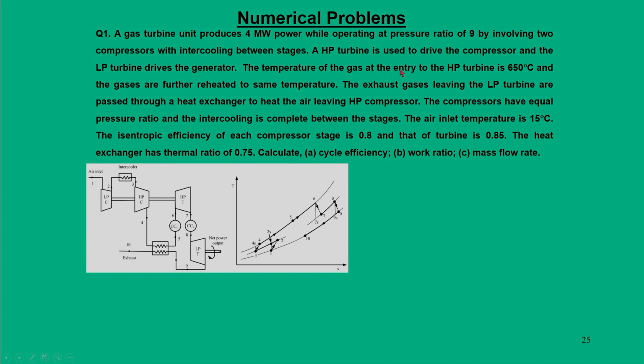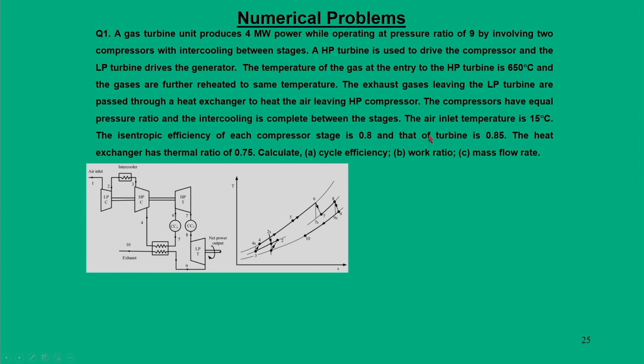The temperature of the gas entering the HP turbine is 650 degree centigrade, and the gases are further reheated to the same temperature. The exhaust gases leaving the turbine are passed through a heat exchanger. Obviously the exhaust gases have to pass through it because we are going for reheating, so we have a heat exchanger here. The compressors have equal pressure ratio and intercooling is perfect.